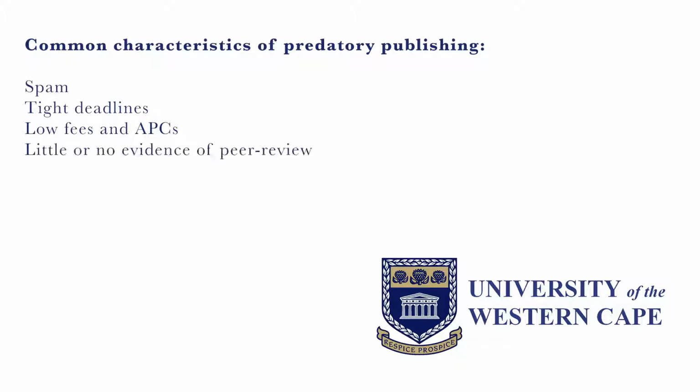Common characteristics of predatory publishing include the following. Researchers are approached for papers through unsolicited emails or spam. Selected papers are accompanied by a tight deadline. There are low publication fees or article processing charges. There is little to no evidence of peer review. There is a very short publication time. There are limited, false, or no contact information for the editors and editorial boards.